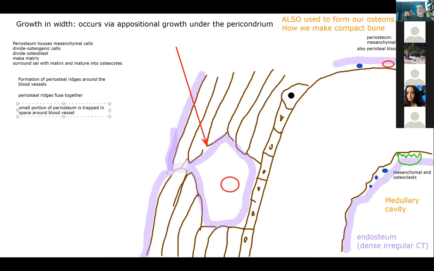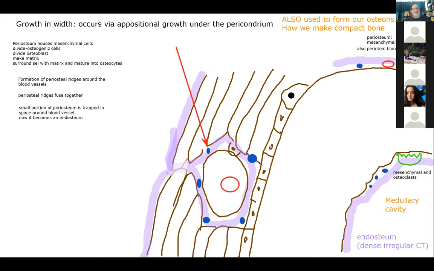Of course, now it's no longer on the outer surface of the bone. So now, because it's surrounded by bone, it becomes an endosteum. But it's still housing mesenchymal cells, and those mesenchymal cells can still divide to make new osteoblasts. Those osteoblasts are going to surround themselves with matrix, and suddenly I'm going to build a layer of matrix that wraps around this blood vessel.